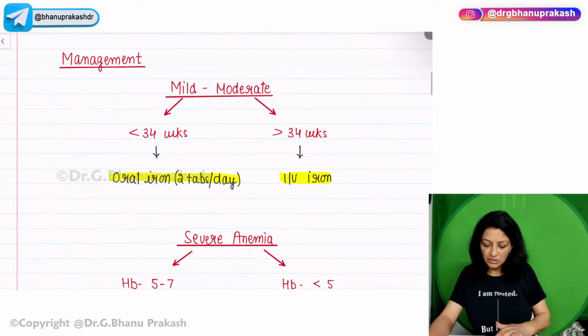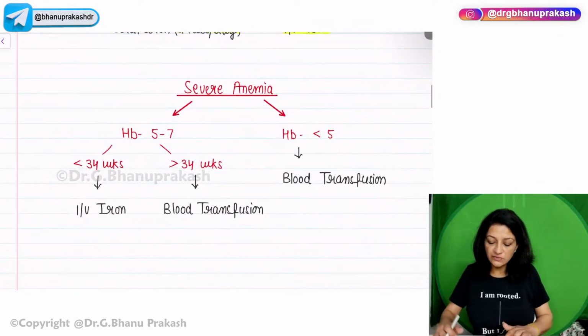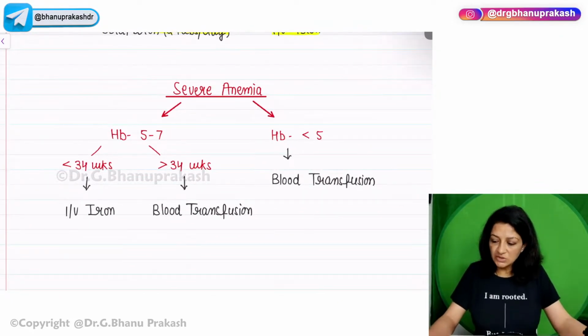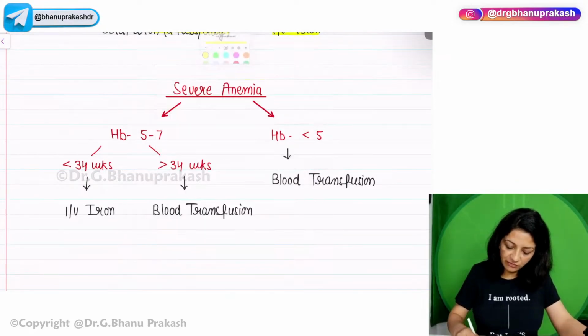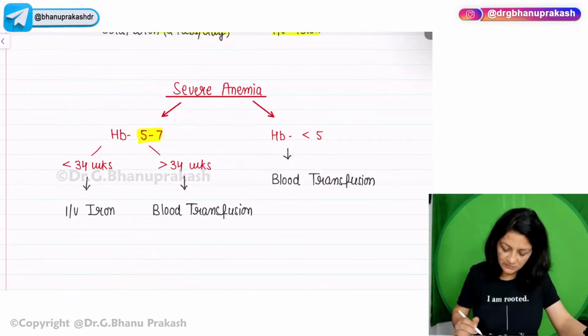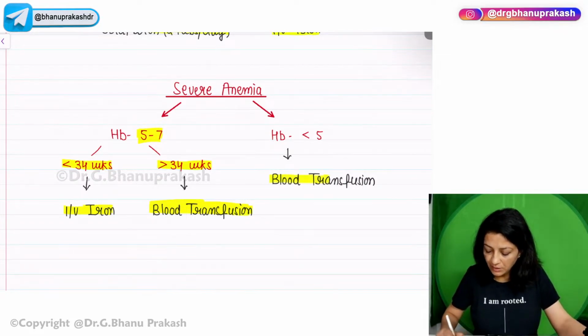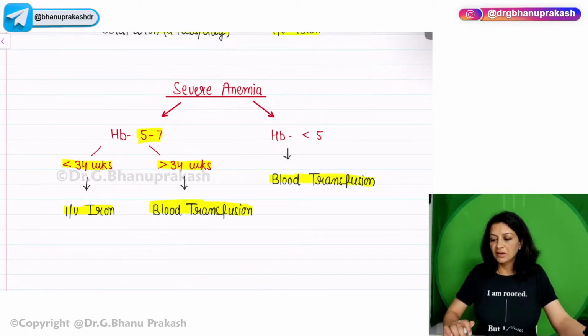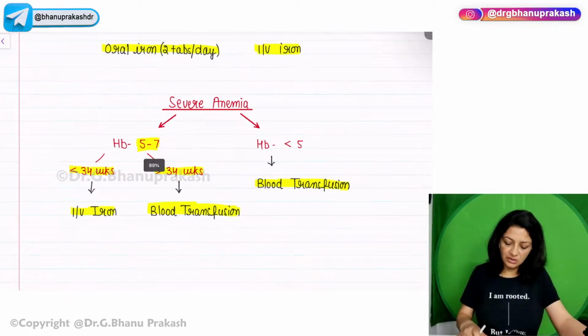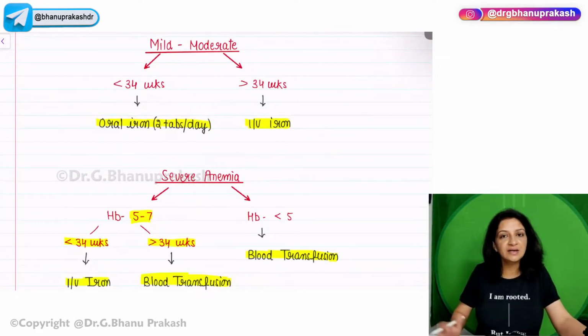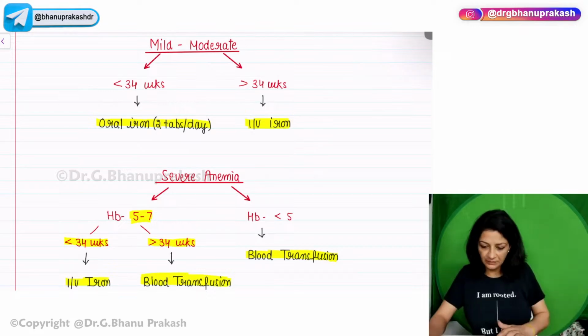So that is in case of mild to moderate anemia, but in case of severe anemia, if the hemoglobin is 5 to 7 grams, less than 34 weeks, IV iron; more than 34 weeks, blood transfusion. But if the hemoglobin is less than 5, then blood transfusion. So it should be clear to all of you, the management in mild to moderate and severe anemia.